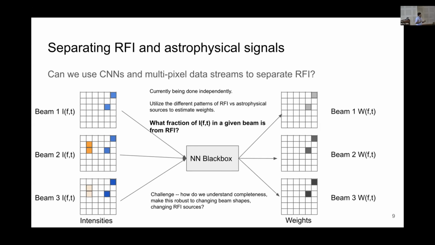You have RFI, which is local to you, which is within a few kilometers of your telescope. That's in the near field. Astrophysical sources are in the far field, right? So you can try to understand what the differences are in the distribution of these intensities. You can imagine you take a bunch of different beams and put them through a neural network black box and ask what fraction of the intensity in this pixel is because of astrophysical signal and what fraction of it is because of local RFI, and can we subtract it correctly, right? And this obviously has to be robust to different RFI shapes, different sources of RFI. There could be a car here, a transformer there, and so on.